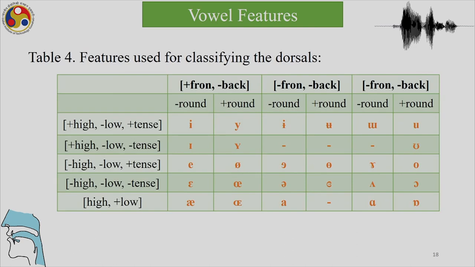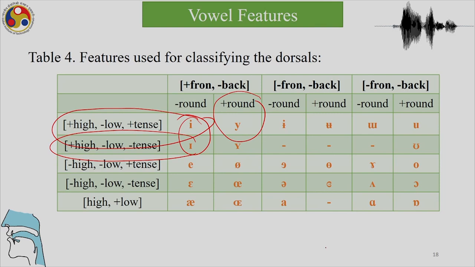So let us summarize the vowel features and show you what are the combinations of features that give us the particular vowels. So we have plus high, minus low, plus tense, and then minus high, minus low, minus tense would give us this contrast here. And similarly, depending on whether the vowel is front or back, or round or unround, we can show the vowels in a matrix like this.